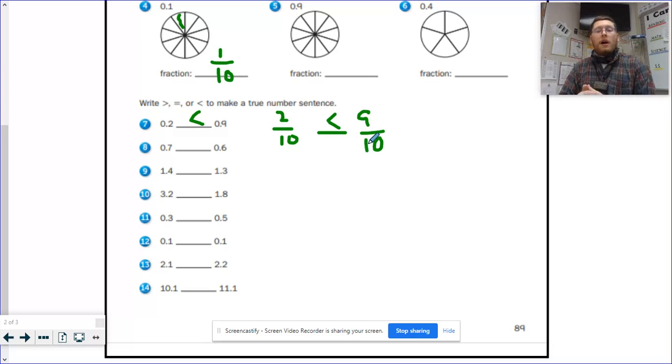Hopefully this helps. Work on numbers 8 through 14, as well as math boxes. Make sure you get those done. If you need any more help, let us know as your teachers, and we can help you as best as possible. All right, have fun.